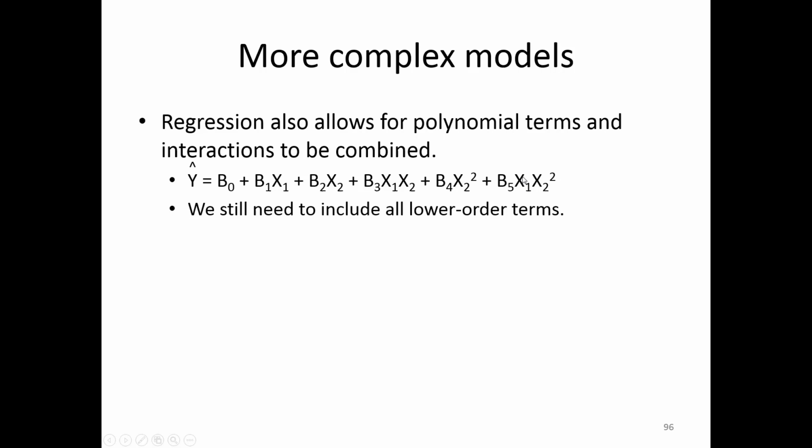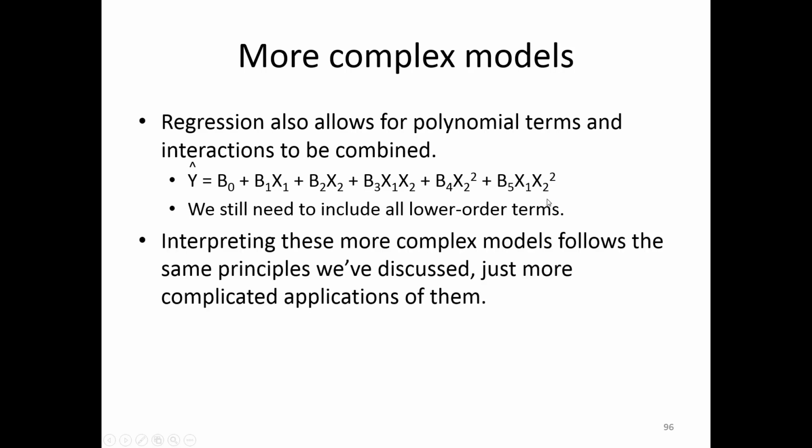So in this one, we have both the lower order term for x2 and the quadratic term, and then we have that included in the interaction between the quadratic term and the predictor 1. Interpreting these more complex models will follow the same principles we've discussed, but with more complicated applications of them. So you might have to think of different ways to report these, different simple slopes to look at, and things like that.